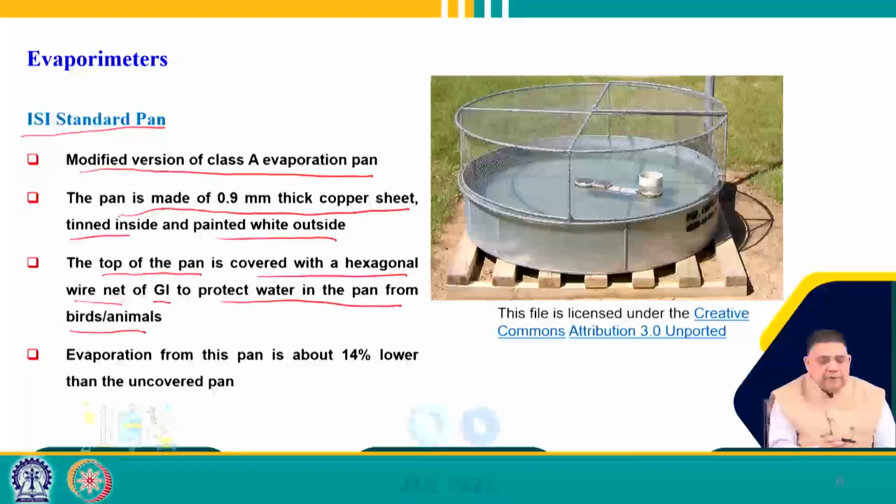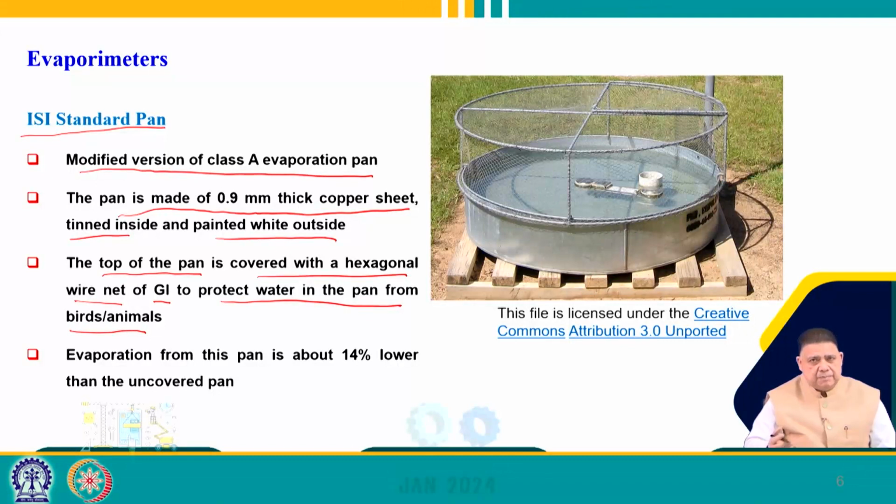So, if you remember, the US class A pan is open from the top. That means birds or animals, especially birds, and even though it is an enclosure, still the rats or squirrels which are there in the field can come and drink water. Obviously, once birds and animals drink water, that loss will also be counted as evaporation loss, which is not a true reflection of environmental evaporation. So, that is why when we cover this evaporation pan with this wire net, that loss is prevented, and then we are likely to get a true representative value of evaporation.